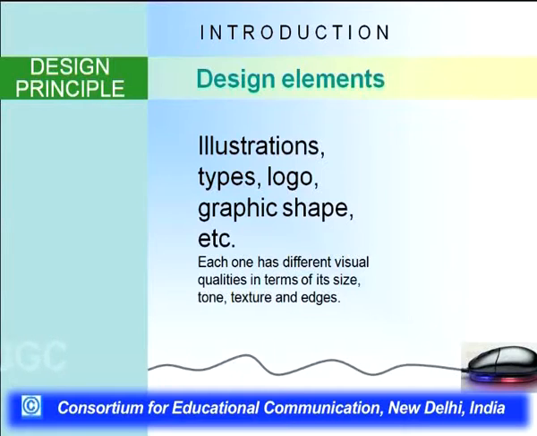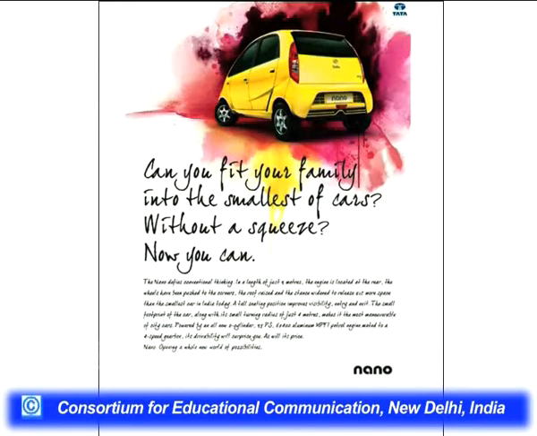And take the example of this advertisement. In this advertisement, what are the elements you have? You have the illustration. So, what is the illustration? There is a car. And what are the graphic shapes? Behind the car, you will find the flash of colors. That is the graphic shapes, and that is enhancing the image of the illustration. That is a car.